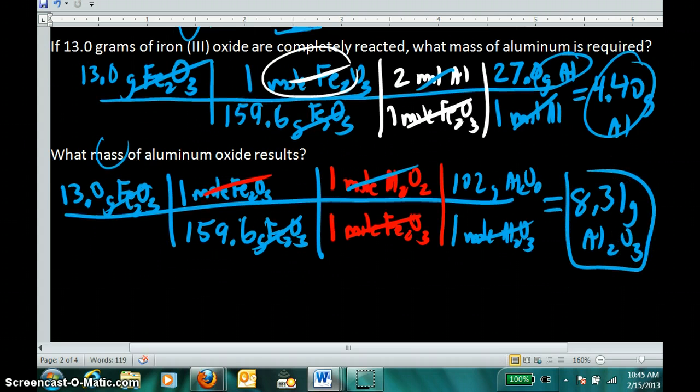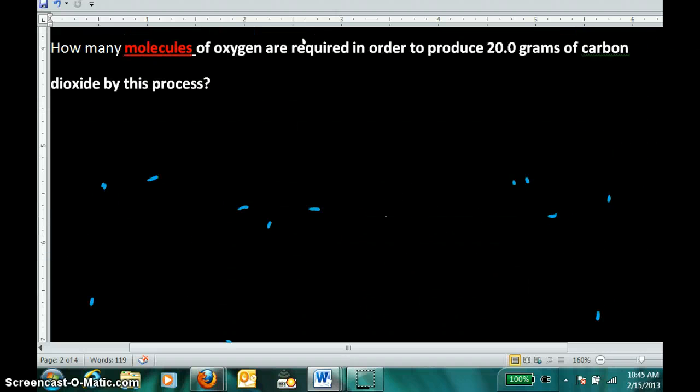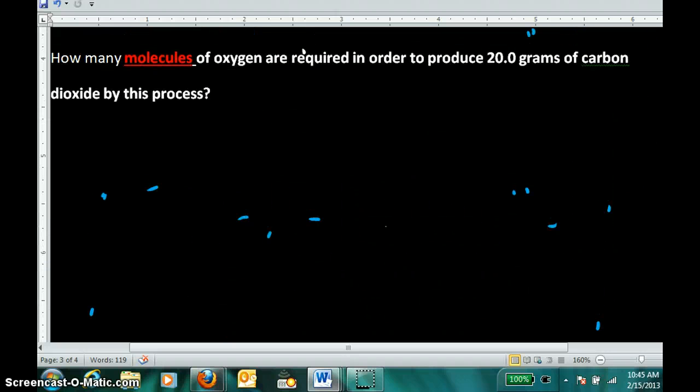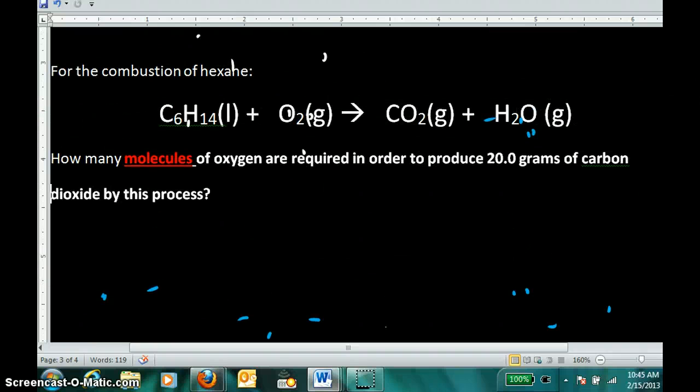As a final example then, we could jazz it up a little bit more. For the combustion of hexane, how many molecules of oxygen are required in order to produce 20 grams of carbon dioxide? First, the balancing. 6 carbons requires the production of 6 CO2s. 14 hydrogens requires the production of 7 water molecules. And a grand total of 6 times 2 is 12, plus 7 is 19 oxygen atoms.